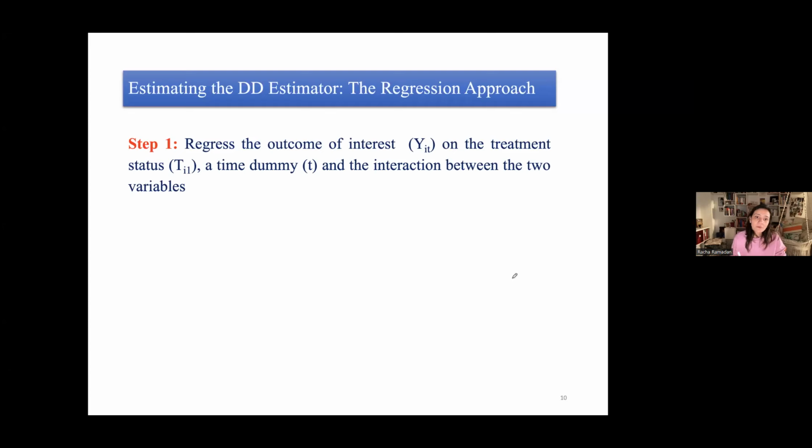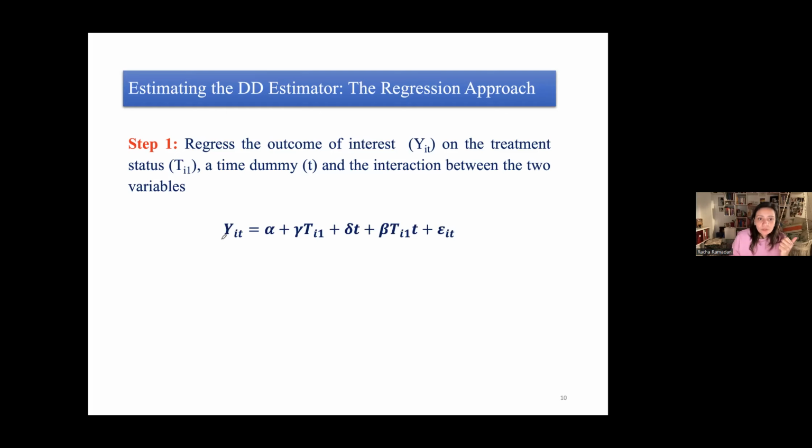The first step: I will regress the outcome of interest, which in my example is the income level, on three things. I will regress it on a time dummy variable, because we know that over time the outcome can change. I will regress it on treatment status to differentiate between those who had been treated and those who had not. And I will regress it also on the interaction between these two dummies.